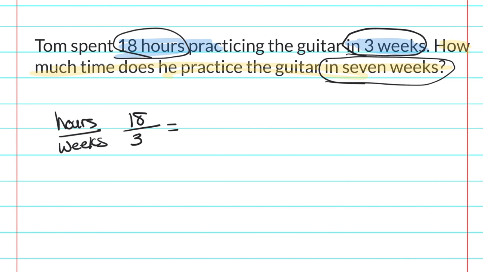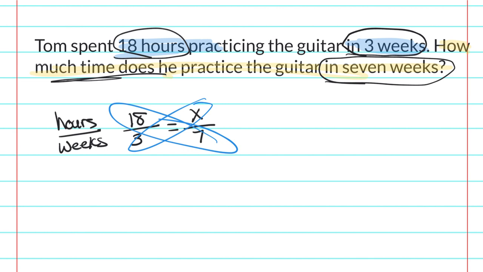how much time does he practice? So the time is what I'm looking for, right? I don't know the hours. That is my unknown, over 7 weeks. So again, I have hours, 18 here, and in my second proportion, hours is what I'm looking for. So that's my unknown. And for the denominator, I have 3 weeks because 18 hours in 3 weeks. So that is set up properly. And then 7 weeks is what I know, but I still don't know how much time. So once I have my proportion set up, we're going to solve by cross multiplying and dividing.